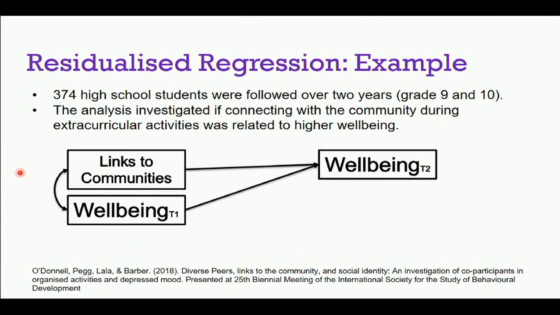And so what they did was they measured these both concurrently in grade 9. They then popped it into a regression equation, and then they looked at whether there's a significant correlation between community and well-being even after we control for their base level of well-being. So we're going to partial out their grade 9 well-being and see how much change in their well-being is explained by their links to community.